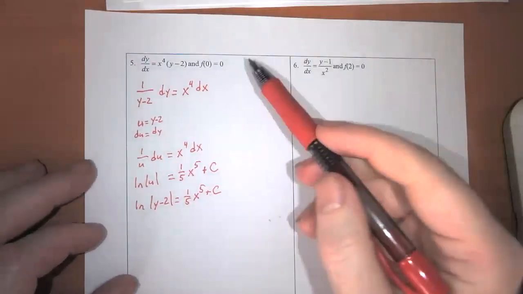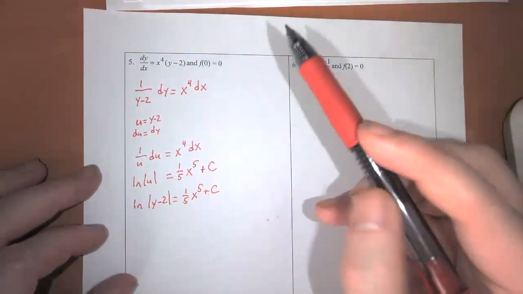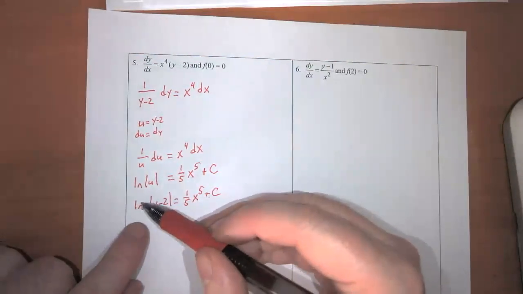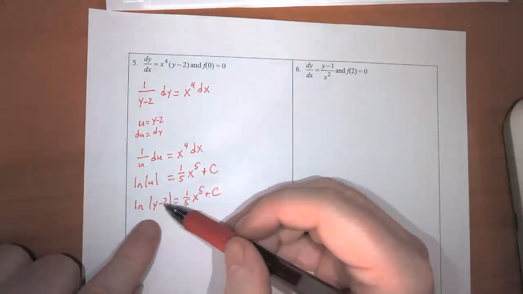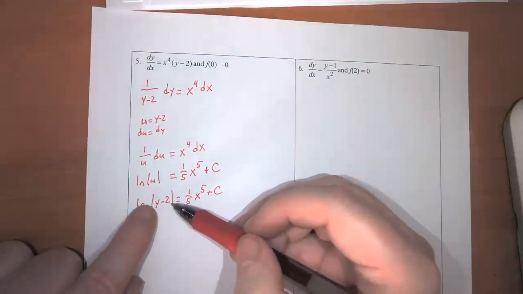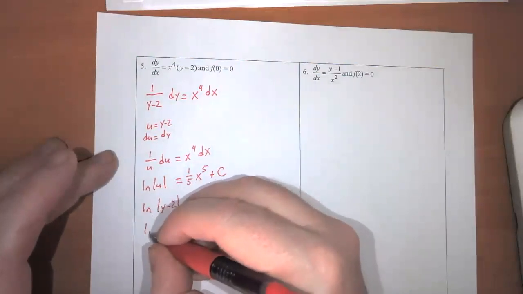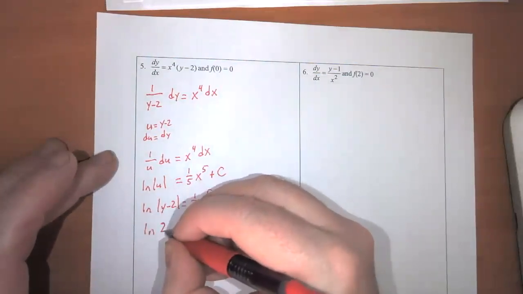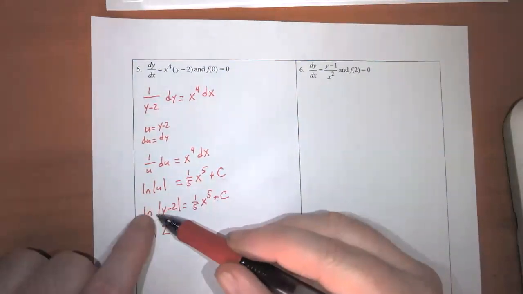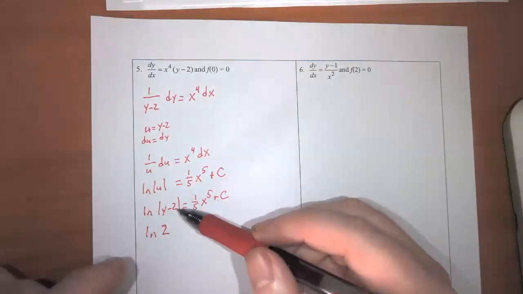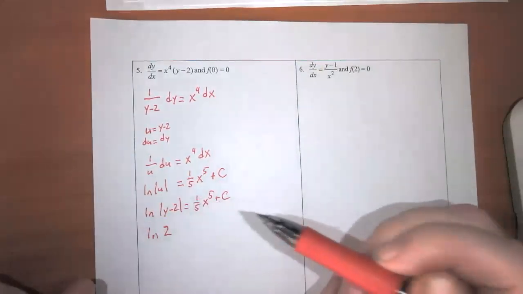At this point, why don't I substitute in my values? So I've got that x equals 0 and y equals 0. So this is the natural logarithm of the absolute value of y minus 2. So that's 0 minus 2, so that's negative 2. The absolute value of negative 2 is positive 2, so this is the natural logarithm of 2. These absolute value symbols were really important because natural logarithms of negative numbers don't exist. So if I was trying to calculate the natural logarithm of negative 2, I'd get into a whole lot of trouble.